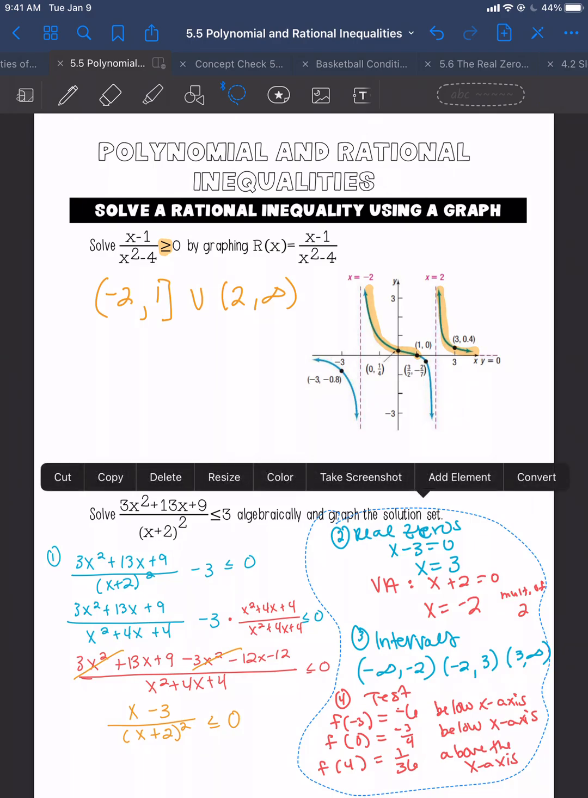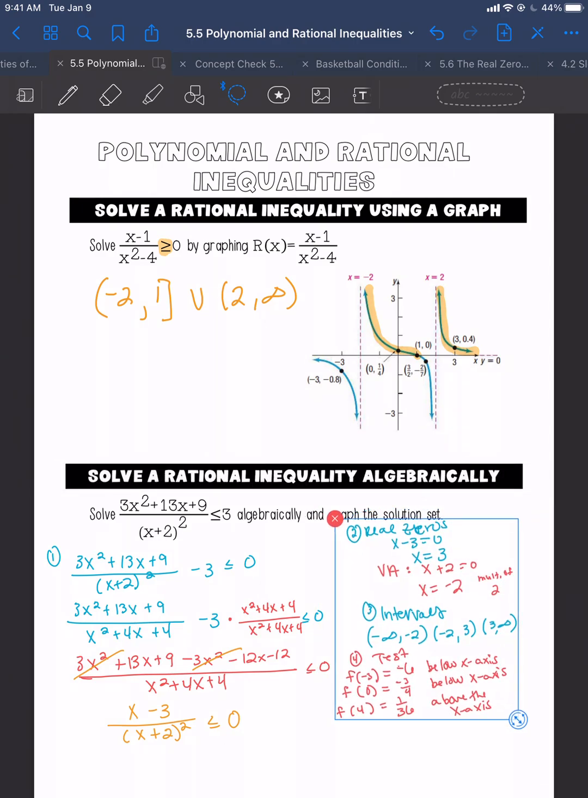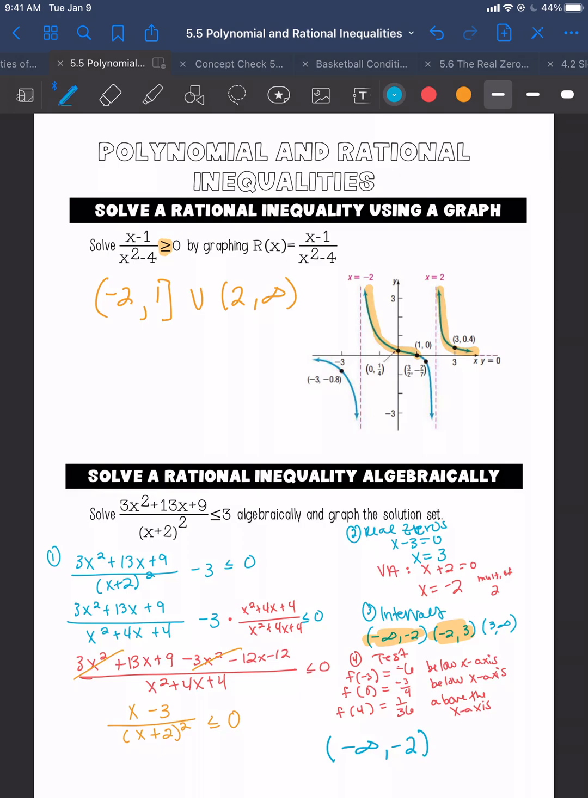All right, so using that information, we're looking for when that function is less than or equal to 0. So that happened in these two intervals. Let's see, -2 is the vertical asymptote, so it will not be included. 3 is the x-intercept. It will be included since it was less than or equal to. So our solution set is from -infinity to -2 in union with -2 to 3, where 3 is included.